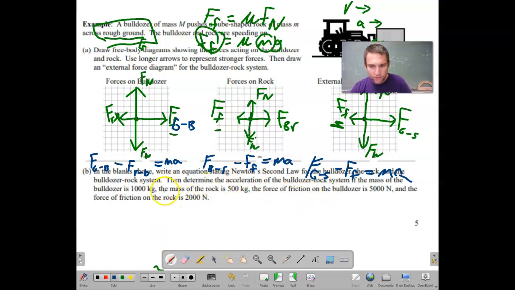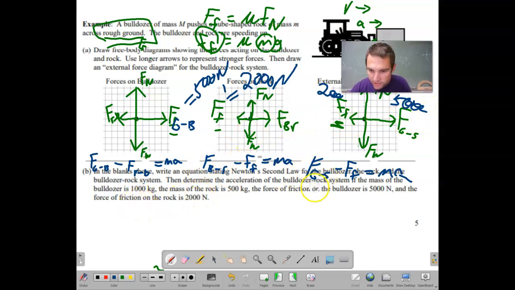So mass of the bulldozer is 1,000 kilograms. Mass of the rock is 500 kilograms. Friction on the bulldozer is 5,000 newtons, and the force of friction on the rock is 2,000 newtons. So that friction of the rock, that's this guy right here. So this equals 2,000 newtons. This one equals 5,000 newtons. So that means this is 2,000. This is 5,000.